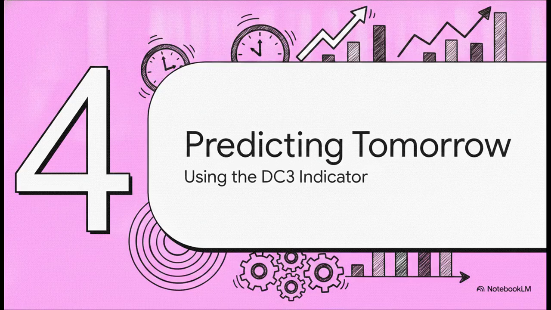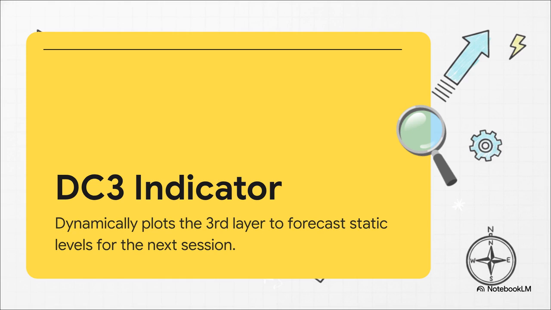Section 4. Predicting tomorrow with DC3. Enter the Developing Camarilla 3, or the DC3 indicator. This is a really cool advanced concept developed by the author that dynamically updates throughout today's session. It's constantly crunching new data to forecast exactly where tomorrow's crucial L3 and H3 levels are going to be established.